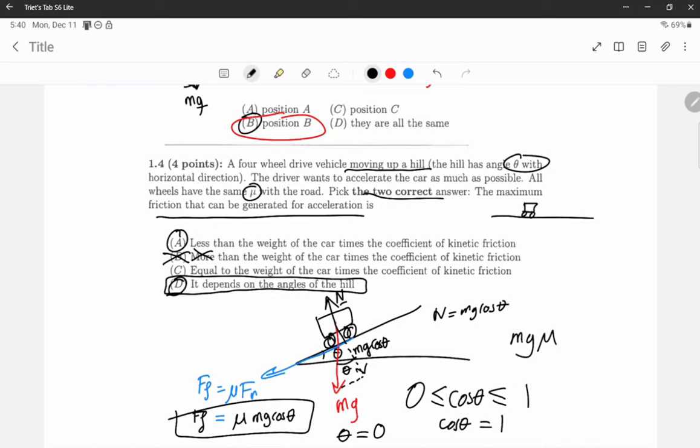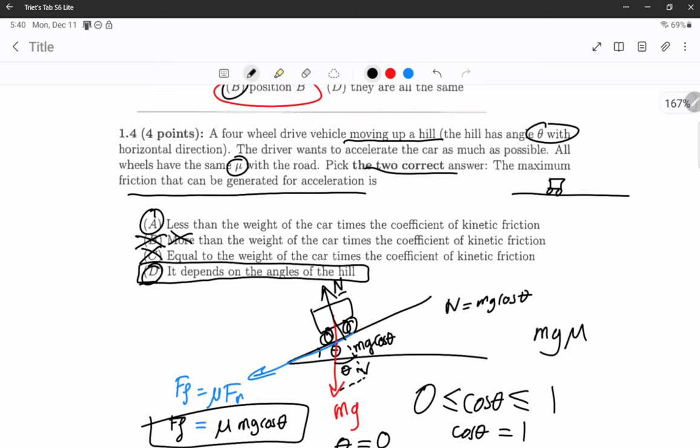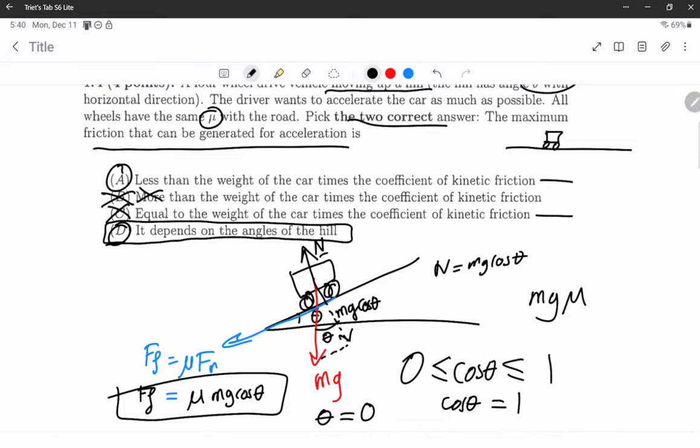But also, if you look at the options A and C, C is only true if theta equals 0, right? It's the only case that C is going to be true. But for A, less than the weight, so the probability that cosine theta is less than 1 is a lot higher. So this one is true as long as theta is greater than 0 and less than 90 degrees, right? So you can see the range of A is a lot more applicable compared to the range of answer C. And that's another reason why we choose A instead of B or C, right? So A and D are the correct answer.